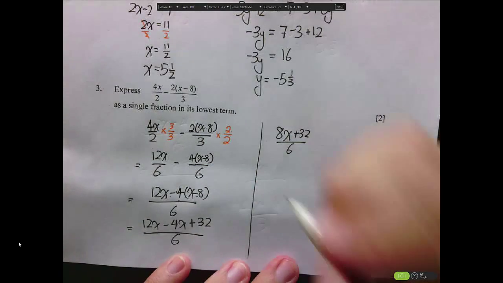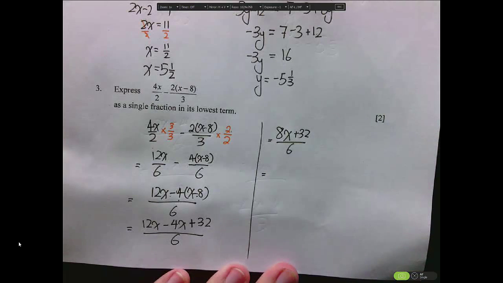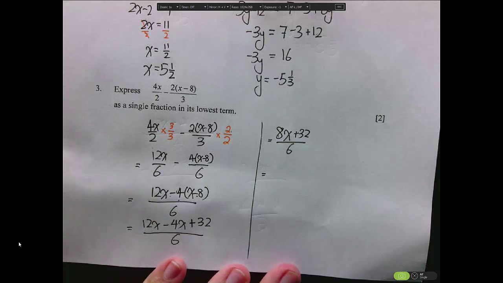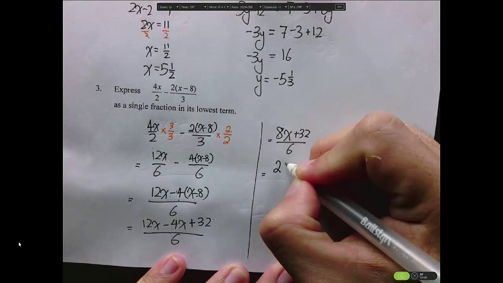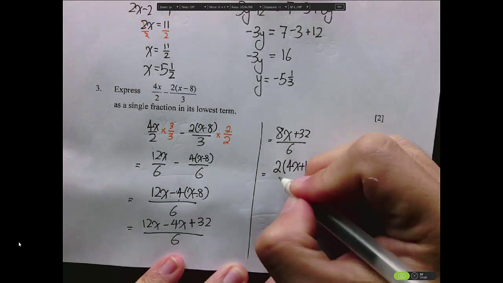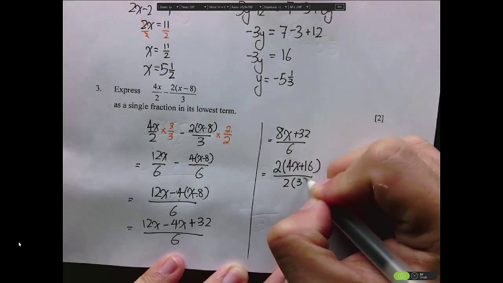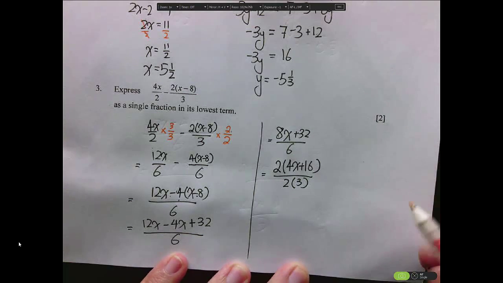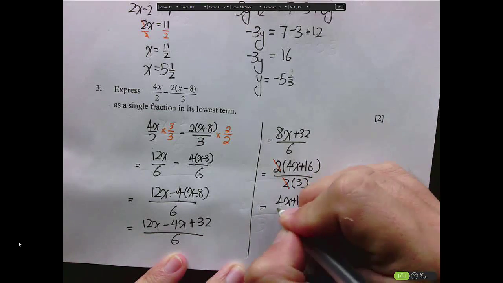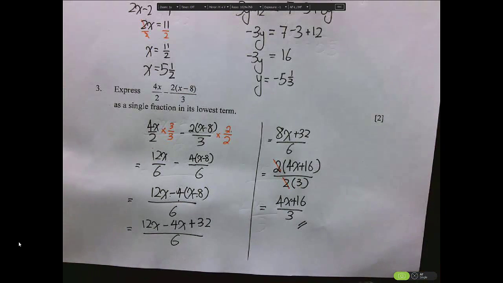Here is where there's a slight trick to the question. The slight trick is that we can express it in lowest terms. It can actually be simplified further. Why? If you notice, this term and this term have a common factor. The common factor is 2. So I factorize 2 and I get 4x plus 16 in my numerator. The denominator can be expressed as 2 times 3. So what is the common factor now that we can eliminate? 2 and 2 can be eliminated, which gives me the single fraction in lowest terms, 4x plus 16 over 3. And I am done with question 3. Please get your corrections done.